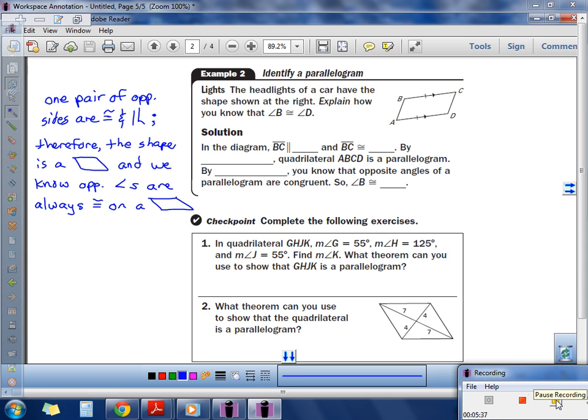Go down and try these little checkpoints down here. Try checkpoints 1 and 2. All right. In checkpoint number 1, we have a parallelogram. Since they didn't provide us a picture, it's good to make a quick sketch. Angle G is 55, so I can write that in. Angle H is 125. Angle J is 55. It says, what theorem can you use to show that that's a parallelogram? Some of you put a pretty decent answer. What do y'all think it is?